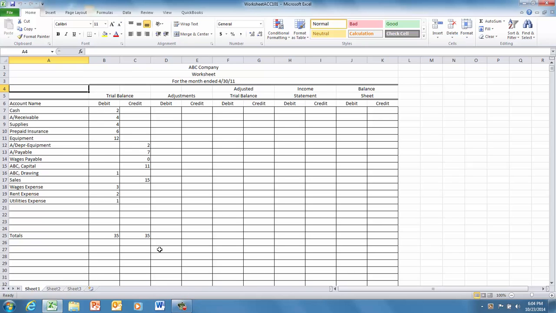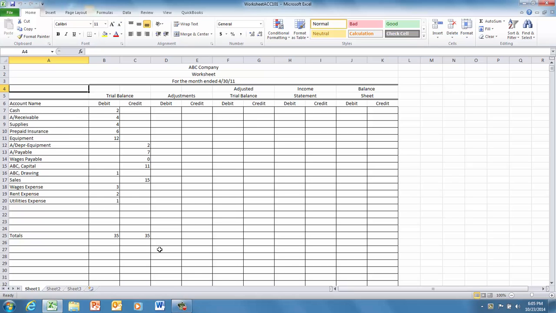Okay, here we're going to take a look at completing a worksheet. What we have already here is the heading, ABC Company Worksheet, and the date, or the date range. Here we're telling that it's for the month ended April 30th of 11.